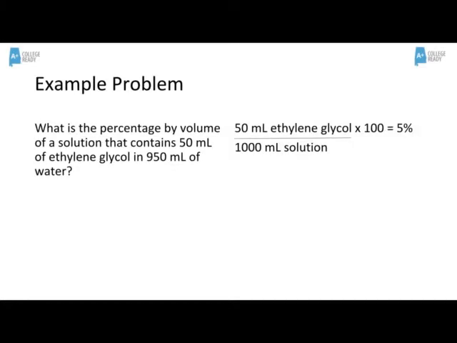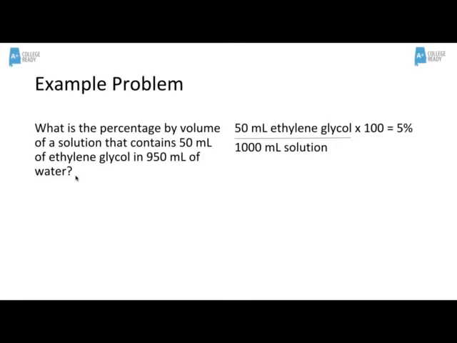So the example problem for this would be, what is the percentage by volume of a solution that contains 50 milliliters of ethylene glycol and 950 milliliters of water? So my solute here is the ethylene glycol, so that would go on top, the 50 milliliters of ethylene glycol, and then we're dividing it by the total volume of the solution. So 950 milliliters of water is the volume of the solvent.